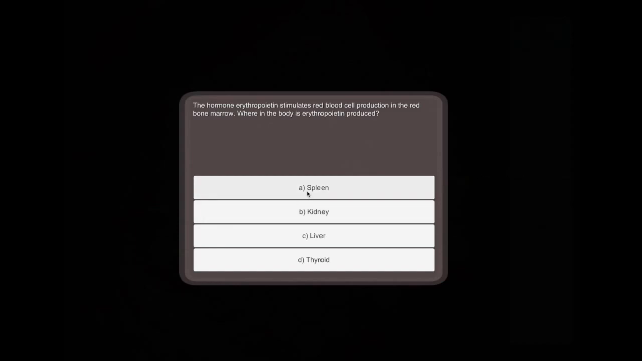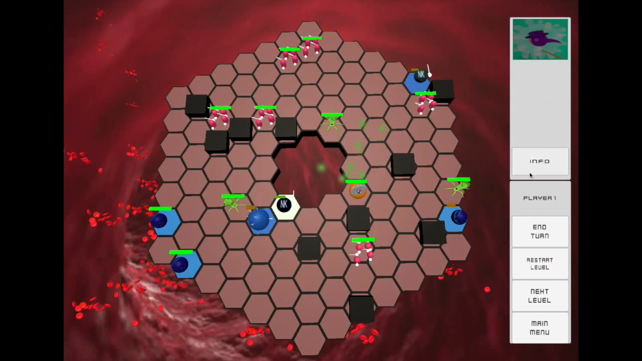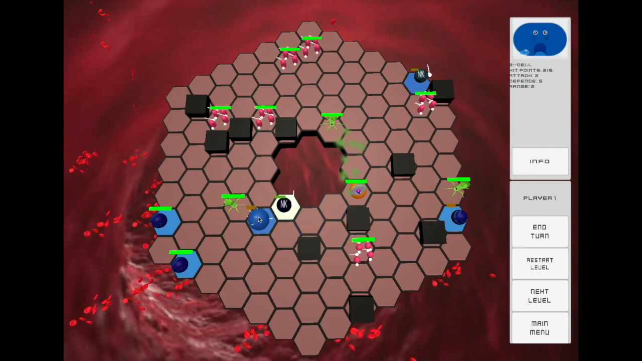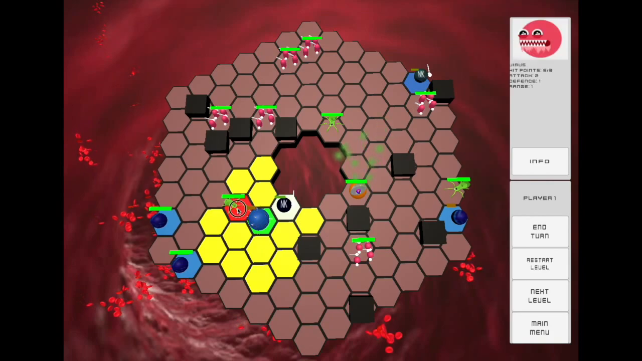So let's take a guess here and say that this is produced in the thyroid. That's not correct. The enemy grows stronger. And you see the boost function is now gone. You get one chance of getting it right. I got it wrong, which means that if I go and look at the pathogens, this virus now has 5 out of 3 hit points. He was given an extra 2. He's also given a little bit of boost to other functions as well.